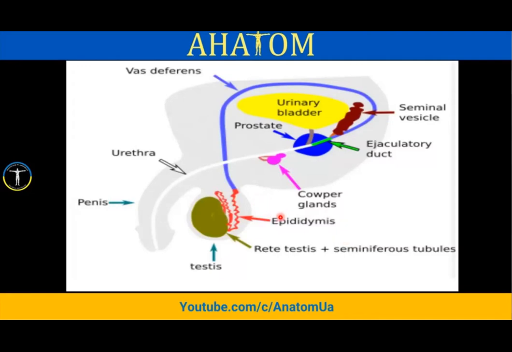Very interesting picture here. For example, how many parts in the vas deferens? Maybe you remember. Vas deferens, how many parts? First, located in the scrotum, scrotal part, yes. Next, located in the inguinal canal, inguinal part. Next, located in the pelvic region, pelvic part, and abdominal, pelvic abdominal part, yes. Next, in the finish, it will be present in the prostate, prostatic.